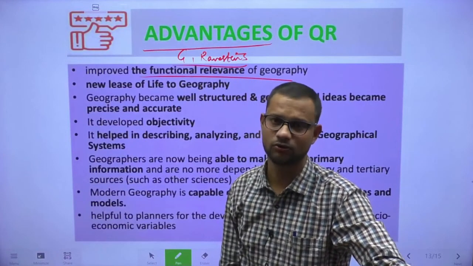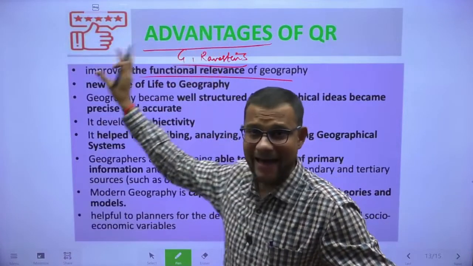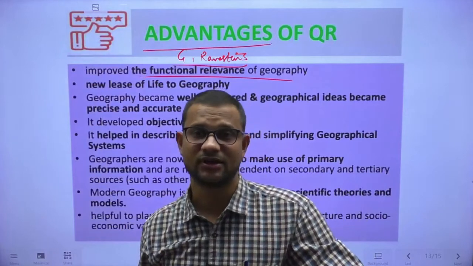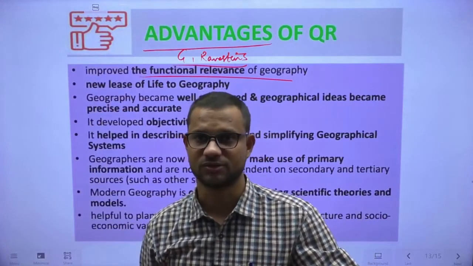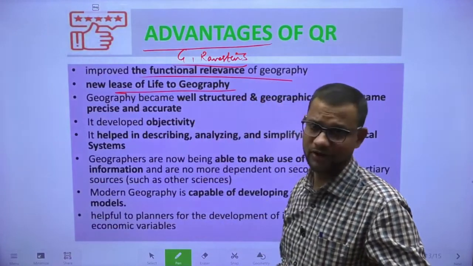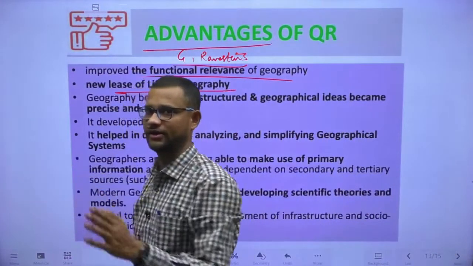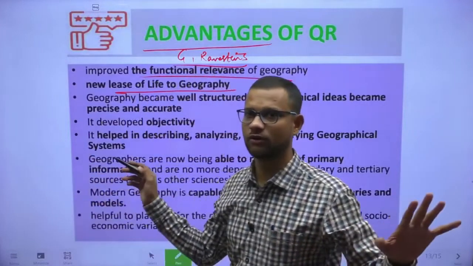Regional planning is one of the most important areas facilitated by the quantitative revolution as such, right? So it gave a new life to geography. No doubt it was under threat during that time. They moved geography away from that threat, and it is still a subject of relevance now.